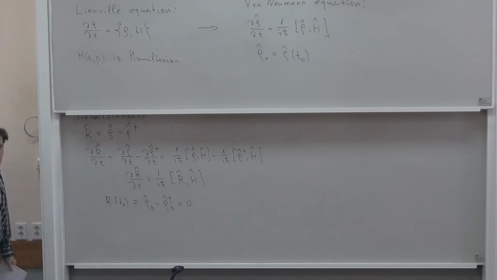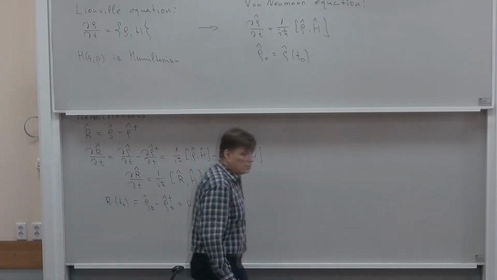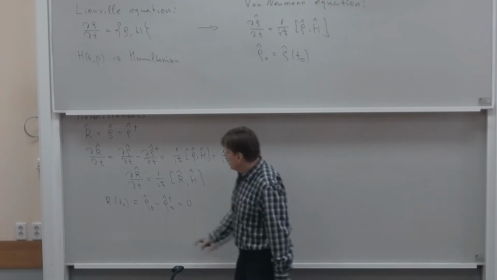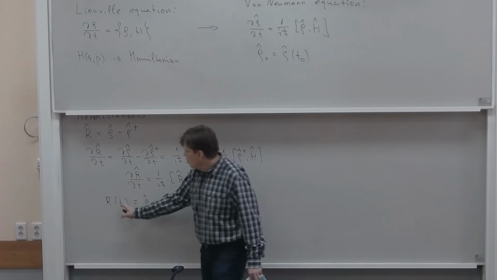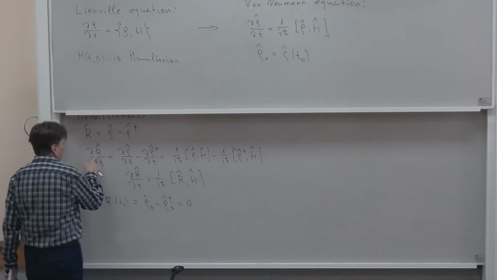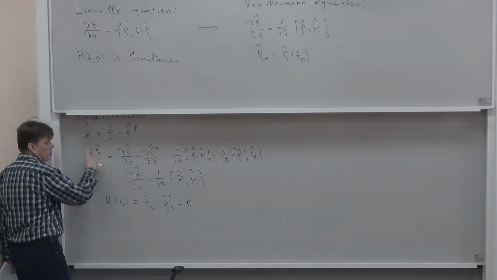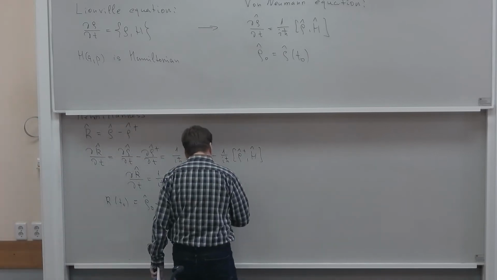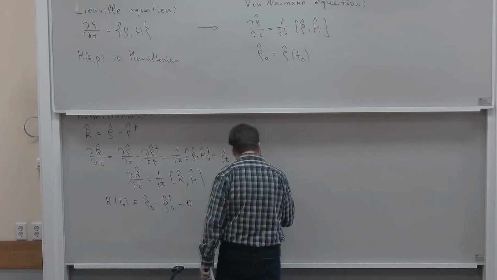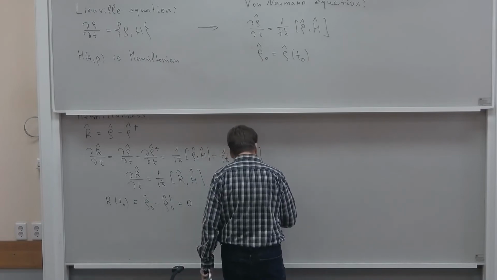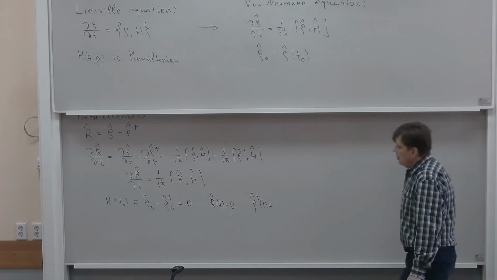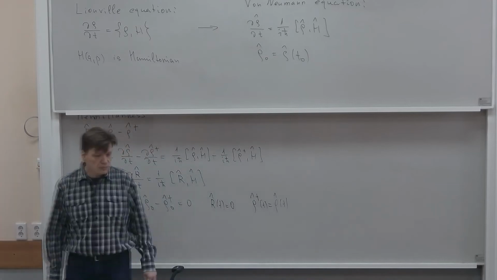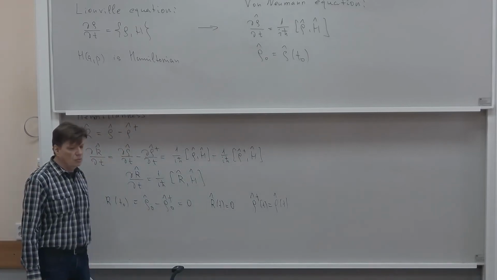Now, by the unique existence theorem for the systems of ordinary differential equations, I conclude immediately that the only function R satisfying both the differential equation and the initial condition is that R of t is equal to 0. So the operator rho is Hermitian for all times. Is it clear? Do you follow me?